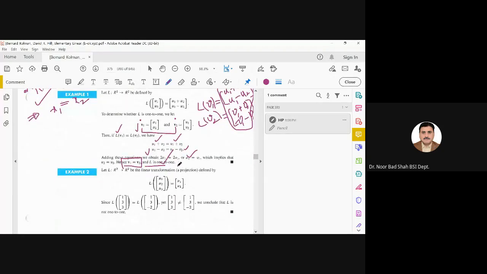If you consider that projection and we want to say whether this function is 1-1 or not, in that case we take a counterexample. You see, if we take L of 1, 3, 3, it will be 1, 3, and L of 1, 3, minus 2, it will also be 1, 3. We have two different vectors, but their transformation is the same.